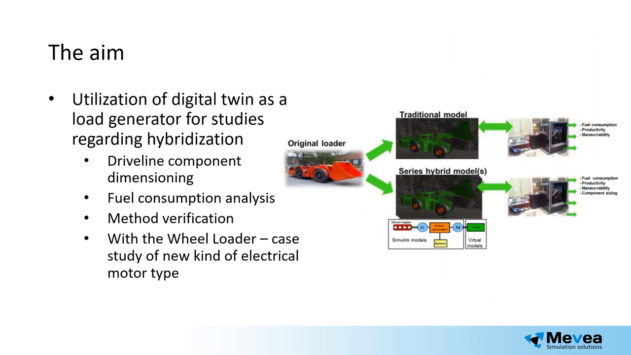The aim for this whole study was first and foremost to see if this kind of digital twin approach is feasible to be used as a load generator for hybridization studies. Within those studies, we also needed to hybridize the machines themselves. So we needed to figure out what kind of driveline component dimensioning was required, and what that would do to the fuel consumption of the machine. We needed to verify the digital twins so that they are in fact accurate representations of the real machines. And as a sideline, with the wheel loader case, we studied a new kind of electrical motor as well. So it was also a feasibility and business case study for the electrical drive itself.